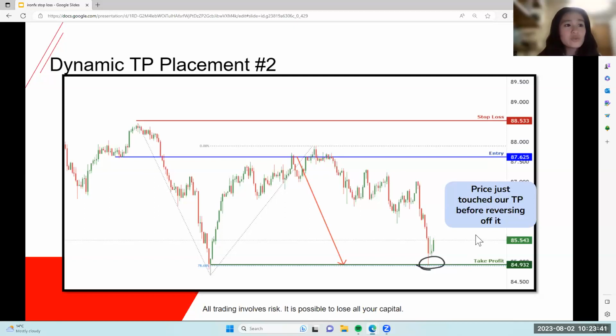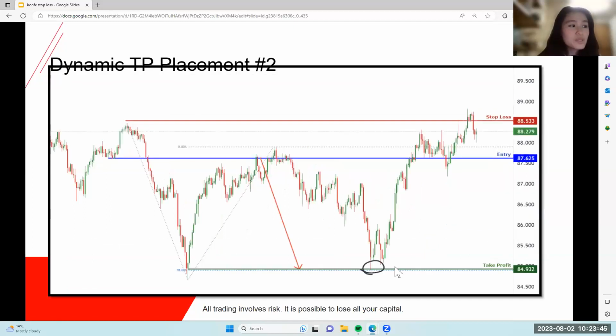So this is one reason why we advise you to place your take profit before it, because if you had placed it even slightly below, you would not have caught this take profit there. Okay, actually even this take profit level is a little bit far, so you should have placed it further in on our price chart.